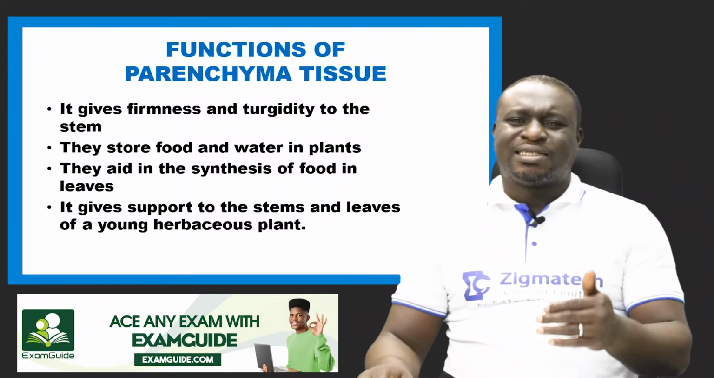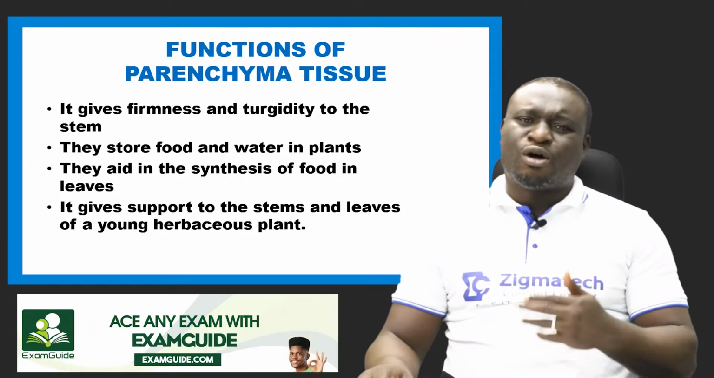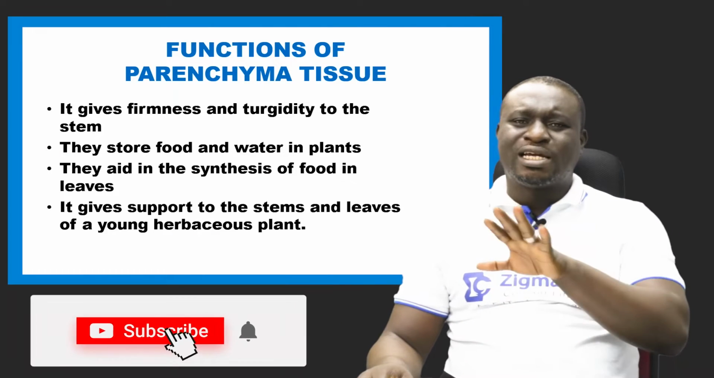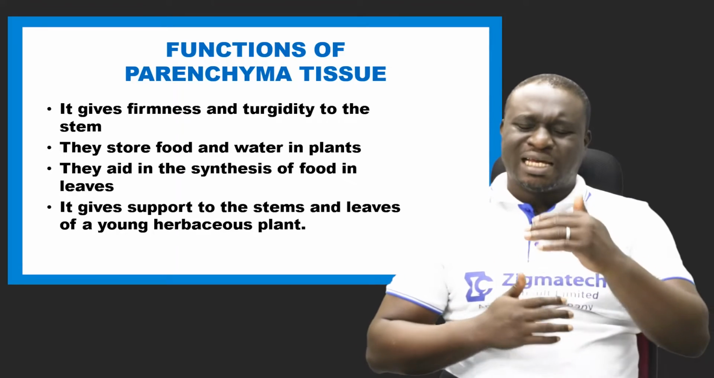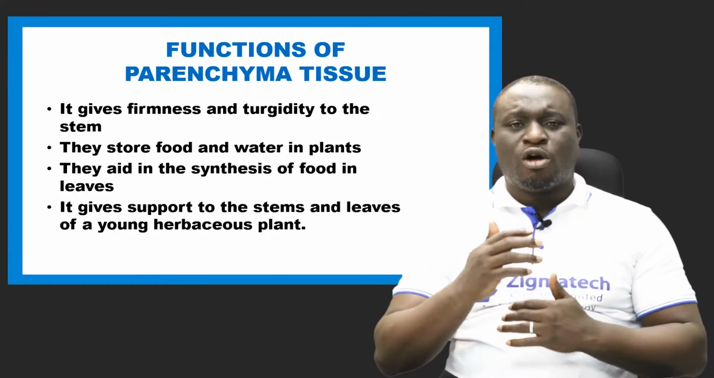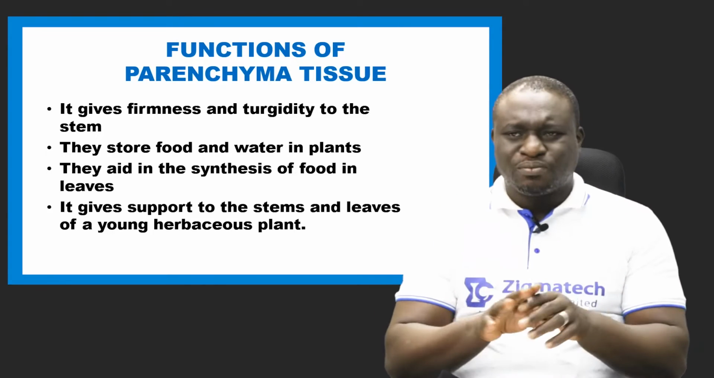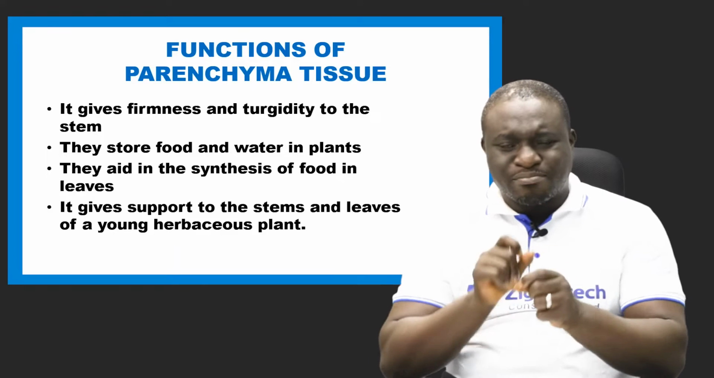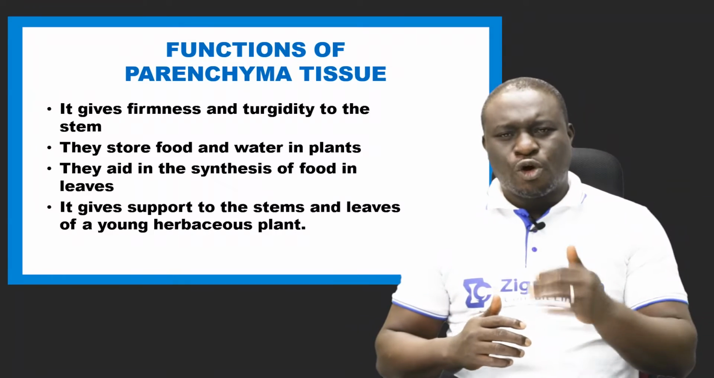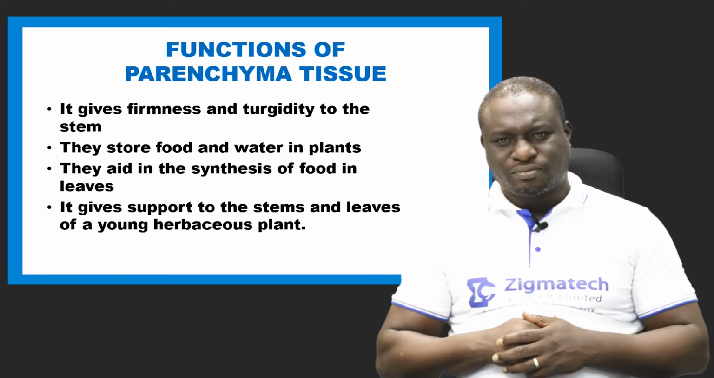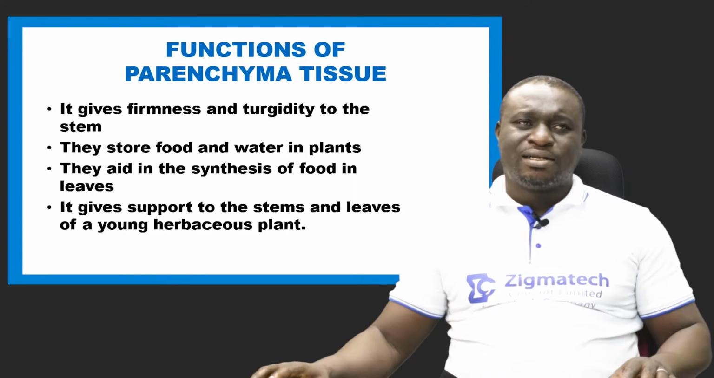Number 3 is that they aid in the synthesis of food in the leaves. Remember also, we said they can be found in the leaves. So they help in photosynthesis. They help in the synthesis of food in the leaves. And then finally, they give support based on this turgidity that they provide. They give support to stems and leaves of young herbaceous plants. So these are the major functions of the parenchyma tissues.